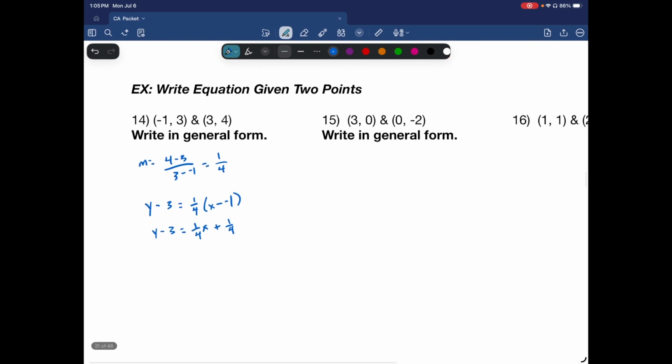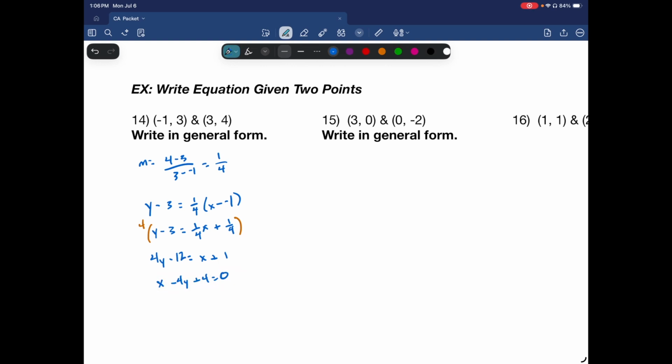Now, I'm trying to get it in general form, so here's what I'm going to do. I'm going to multiply this entire thing by 4, and that's going to get rid of my fractions, and so that's going to be 4y minus 3 equals x plus 1. All right, now I'm going to get my x's and y's and everything to the same side. So that's going to be x minus 4y plus 4 equals 0. Okay? So that's your answer.